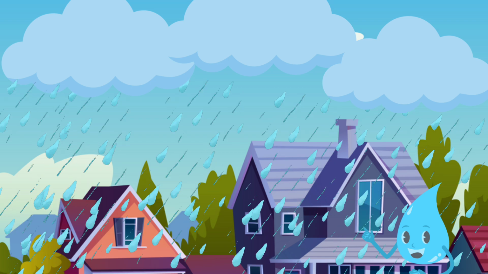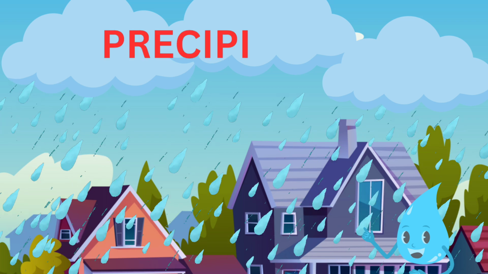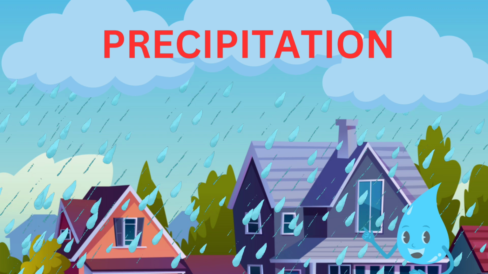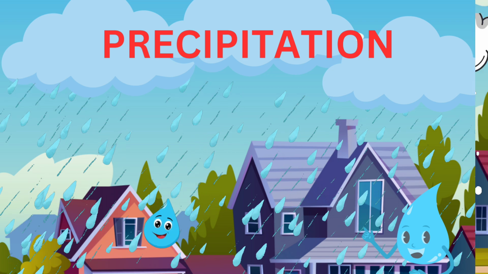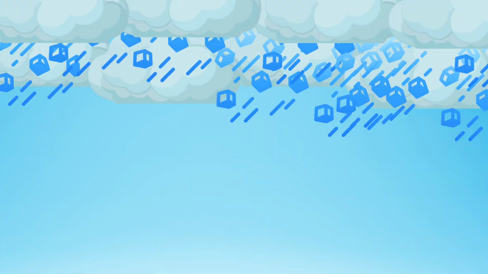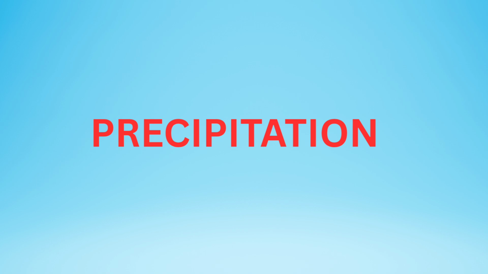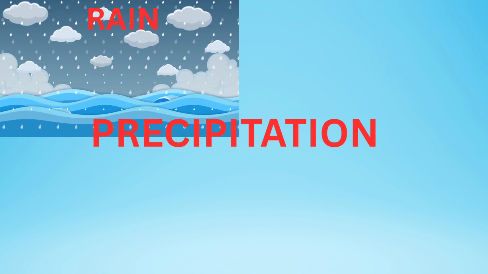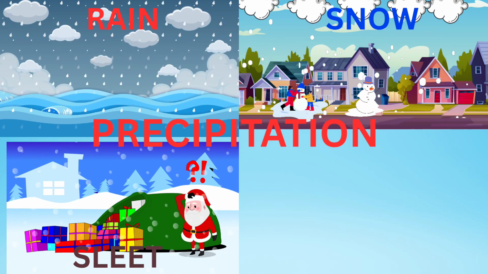When clouds get too heavy with water, the droplets fall back to the ground as precipitation, that is rain, snow, sleet, or hail. Drippy says, "I'm ready to fall," as they turn into a raindrop, snowflake, ice pellet, or hailstone, depending on the weather. Which is your favorite precipitation? Is it rain, snow, sleet, or hail?